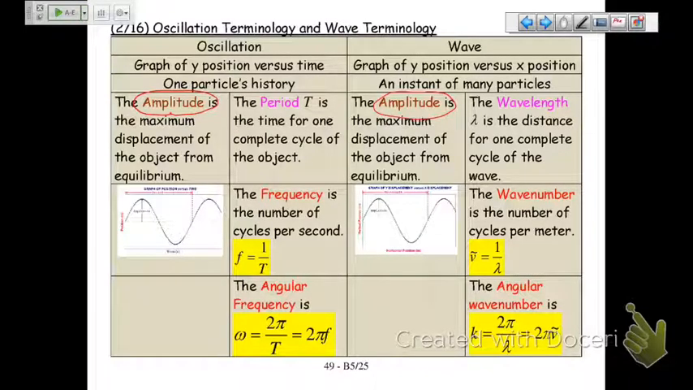Yes? If it's difficult to discern on a graph where the middle is, can you take peak to peak and divide it by 2? That's exactly right. Yeah, that's a good way of doing it, yes. Okay, so now let's just think about the oscillators. So now I'm thinking about, say, a whole bunch of masses on springs side by side, and I'm looking at one of them.